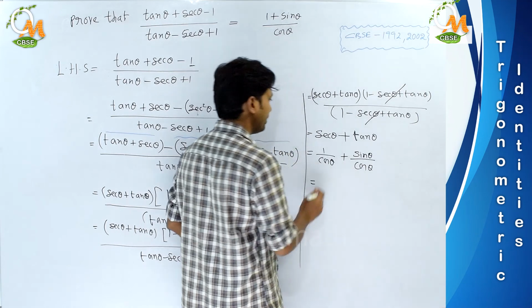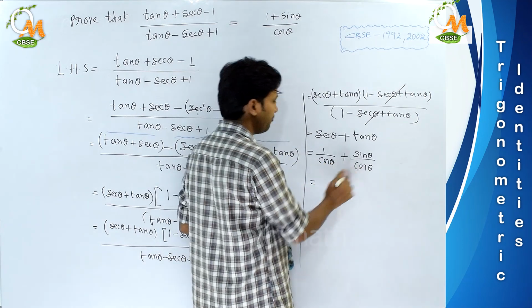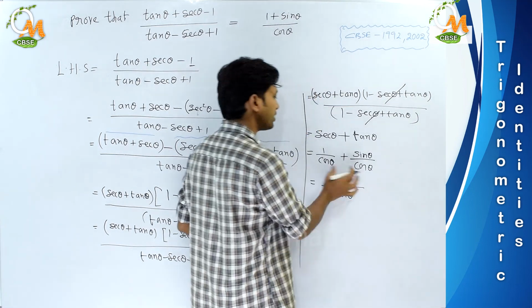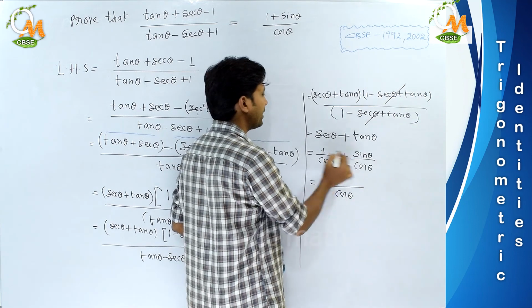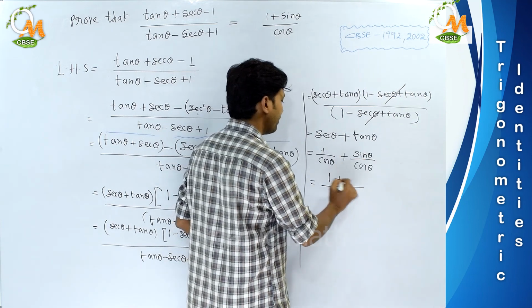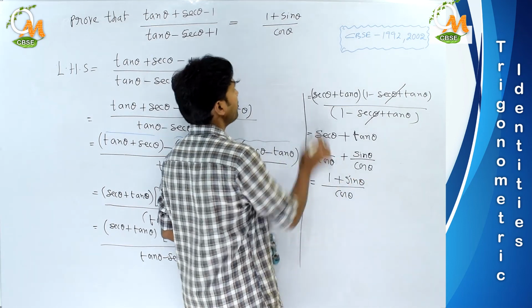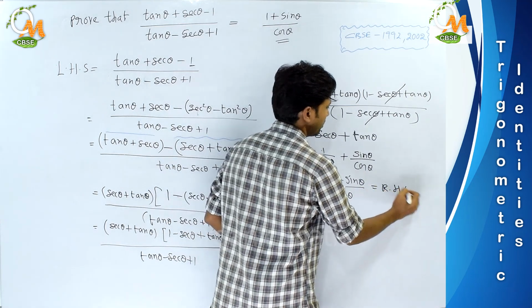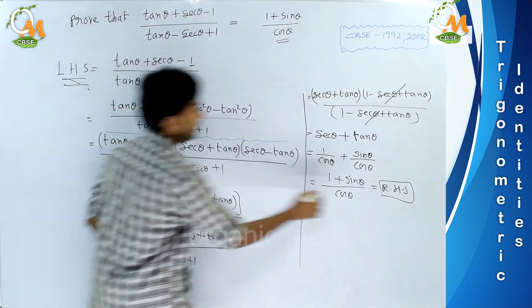Right, now tell me here, since these two are fractions with the same denominators, we don't need to take the LCM. We can write cos theta as it is, common to both the fractions, and we can add the numerator parts directly, 1 plus sin theta. Right, now I think we obtained our required RHS part. So therefore we took LHS and we obtained RHS.